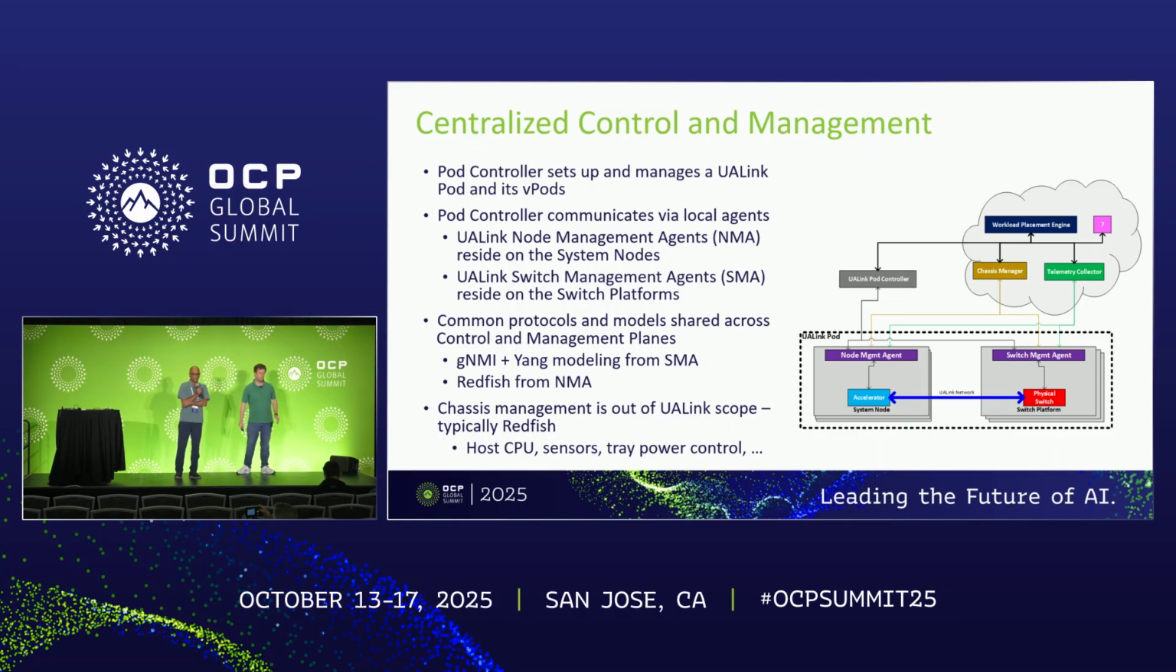Thanks, Justin. So routes, that's where the management aspect comes in, and we have chosen a centralized control and management architecture here, called SDN. So there is a pod controller that sits outside the boundary of both the switch platform and the system platform or node platform. There are agents on each of those. There is an SMA, a switch management agent, and then an NMA, the node management agent.